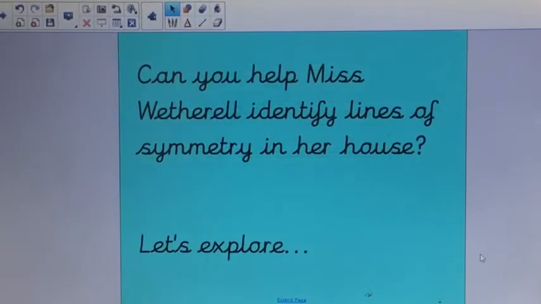So now it's time for you guys to help me to identify some lines of symmetry around my house. So let's explore. Okay, so the first thing I found is this door, and I think this door might be symmetrical, but I need your help. Have a good look at it from top to bottom. Do you think that this is symmetrical? I feel like it might be, but have a look at the door handle.